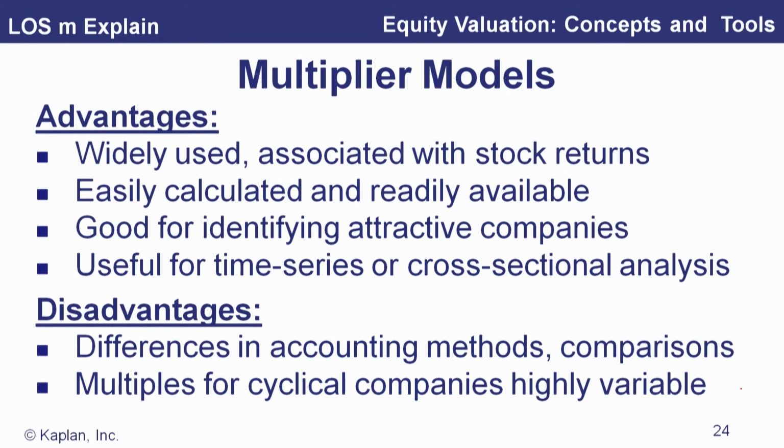For the multiplier models, they're widely used. The claim here is that they're associated with stock returns in some way that's useful to analysts. A little different conclusion than we got in our market efficiency reading, but we'll ignore that for the moment. Easily calculated, good for identifying attractive companies, perhaps, according to the curriculum, yes. Useful for time series or cross-sectional analysis. What were the disadvantages? Well, if we've got different accounting methods, we've got to fix that up to make them comparable. And for cyclical companies, these multiples are highly variable.